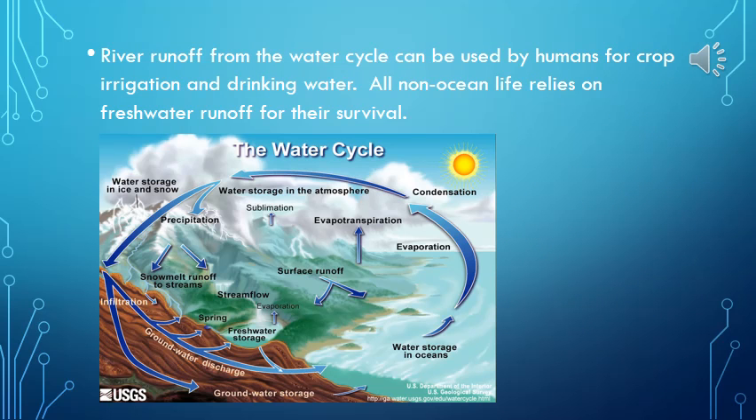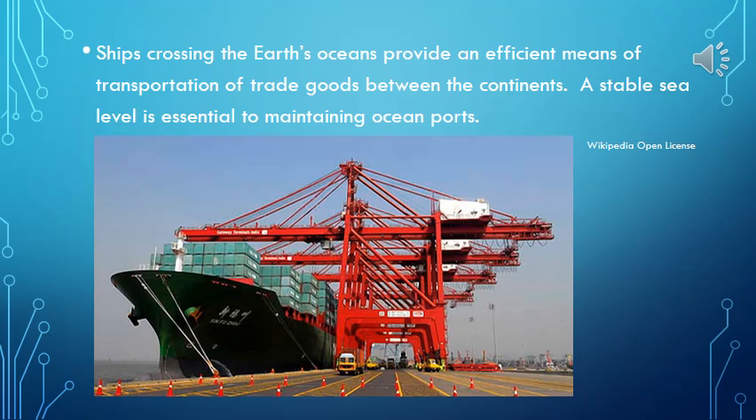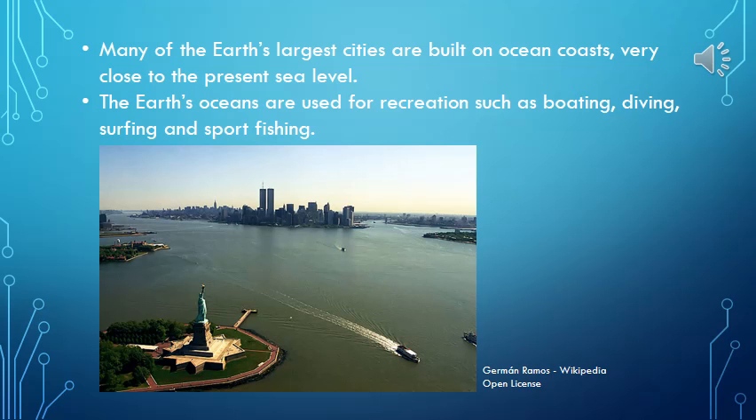River runoff from the water cycle can be used by humans for crop irrigation and drinking water. All non-ocean life relies on freshwater runoff for their survival. Ships crossing the Earth's oceans provide an efficient means of transportation of trade goods between the continents. A stable sea level is essential to maintaining ocean ports. Many of the Earth's largest cities are built on ocean coasts very close to present sea level.